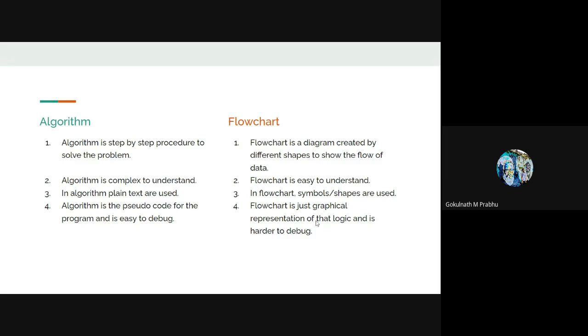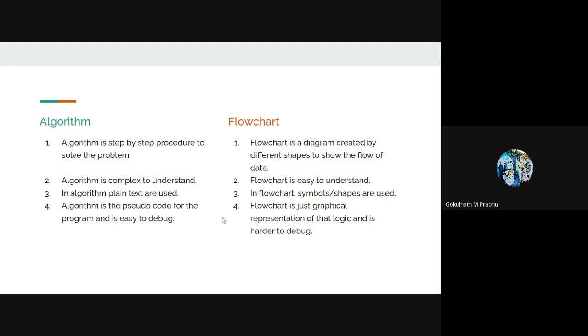But in the case of a flowchart, it's just a graphical representation. So it doesn't really show the exact way in which the solution is implemented. In an algorithm, we know the exact way in which the solution gets implemented using concepts from programming languages. So it's easier to understand if we have made a mistake in the algorithm. But in a flowchart, we just give a rough idea about the solution, and so it's really hard to debug using a flowchart.